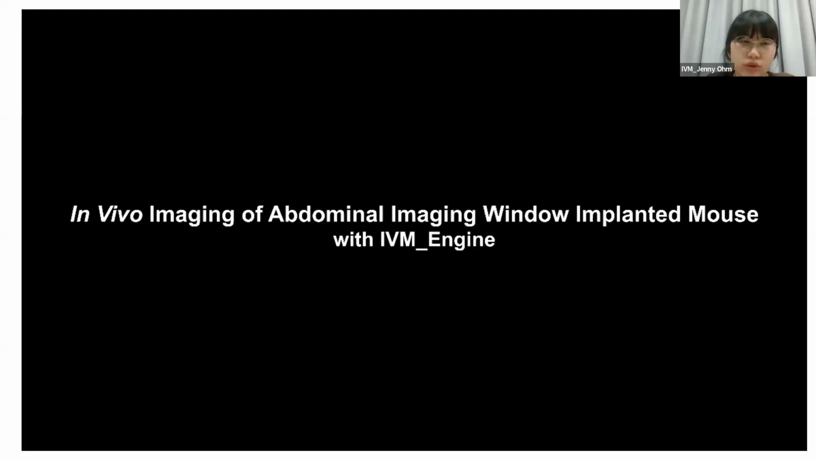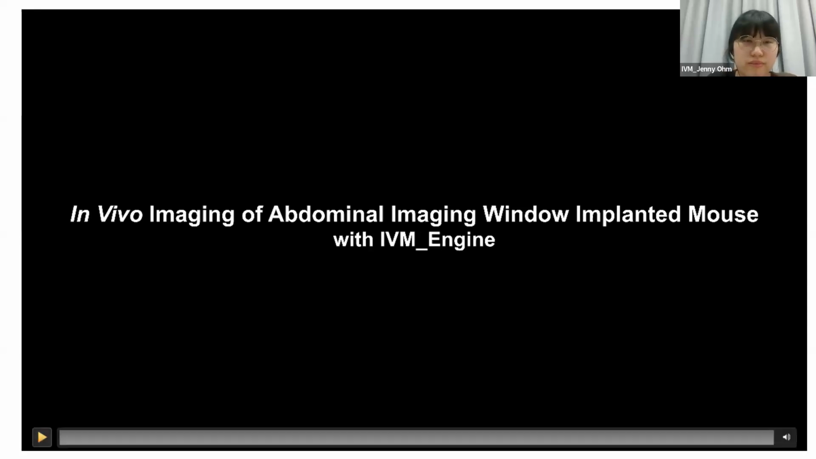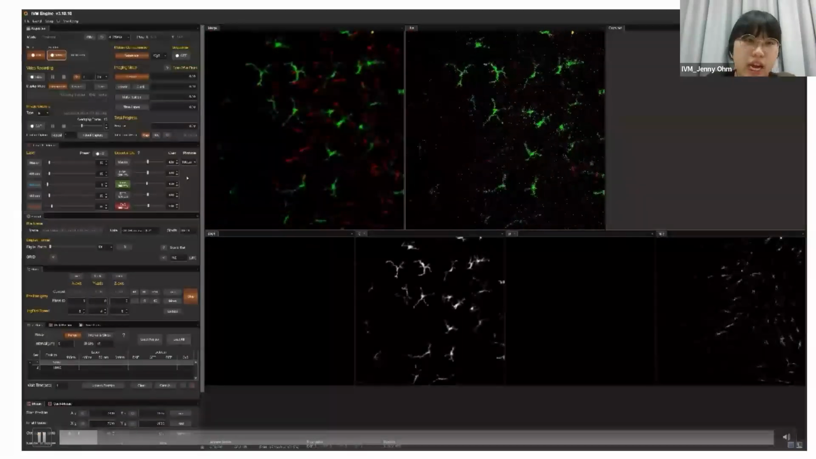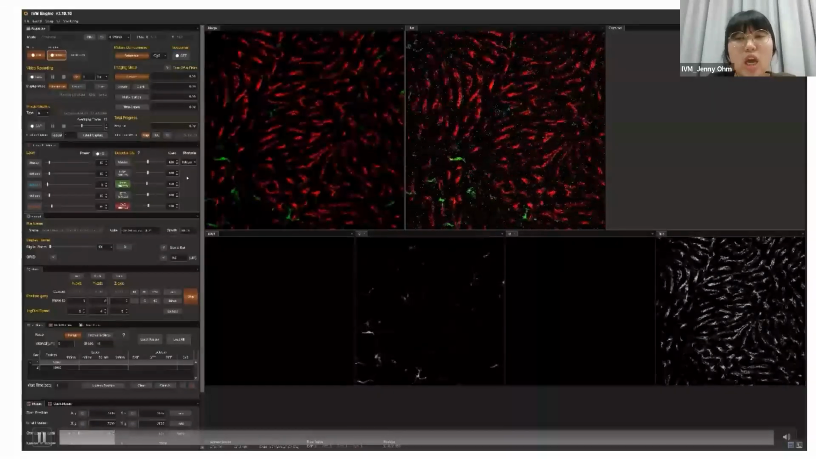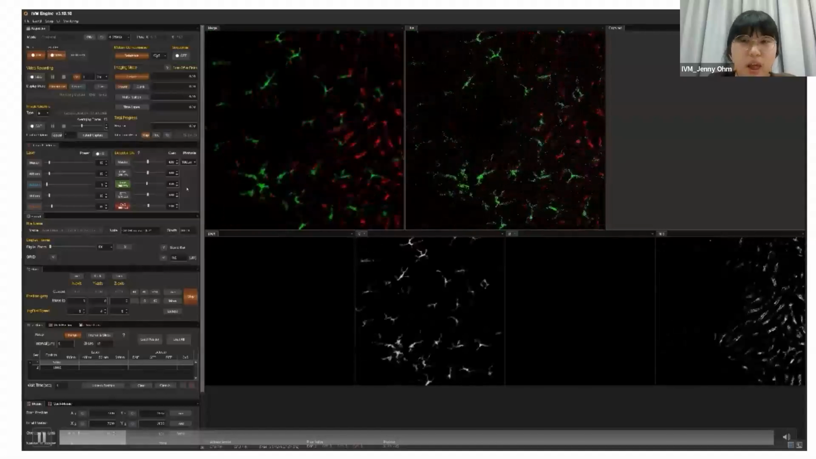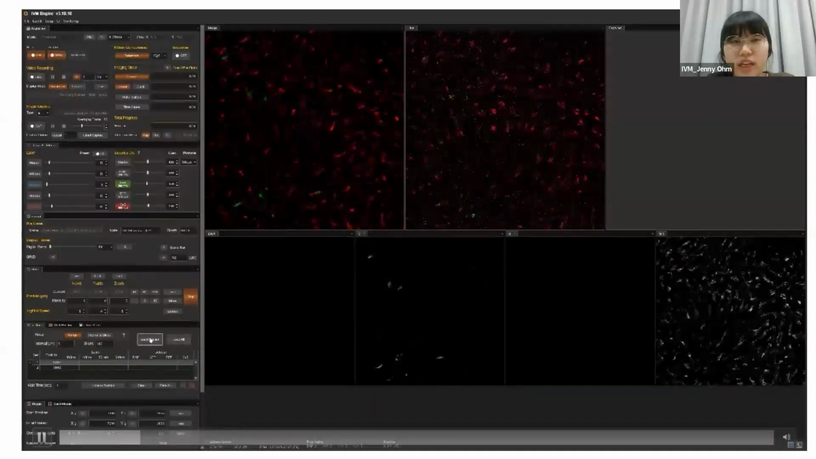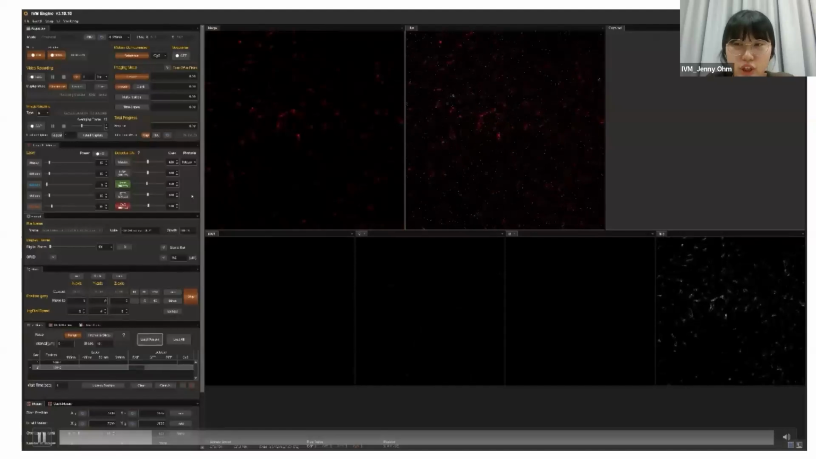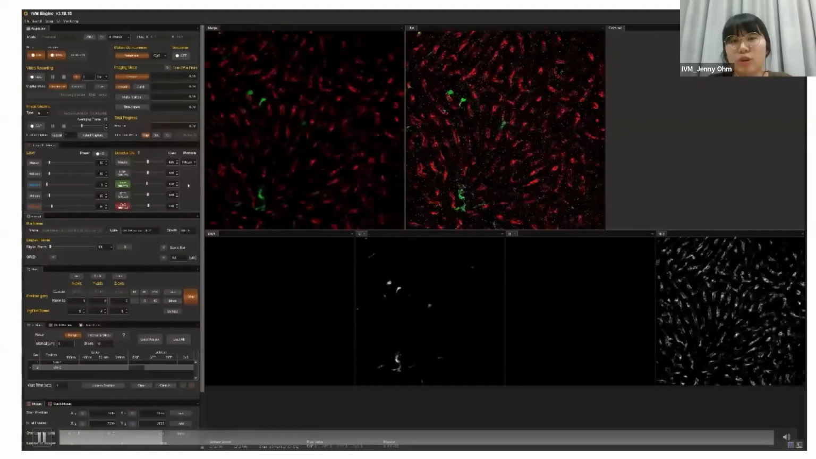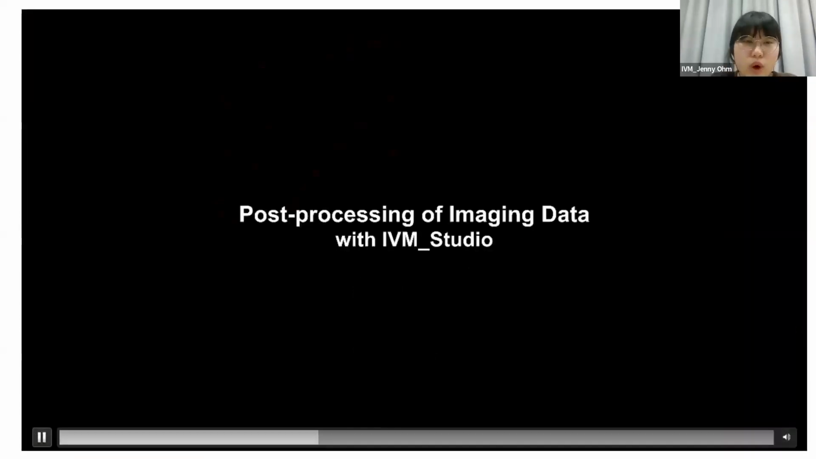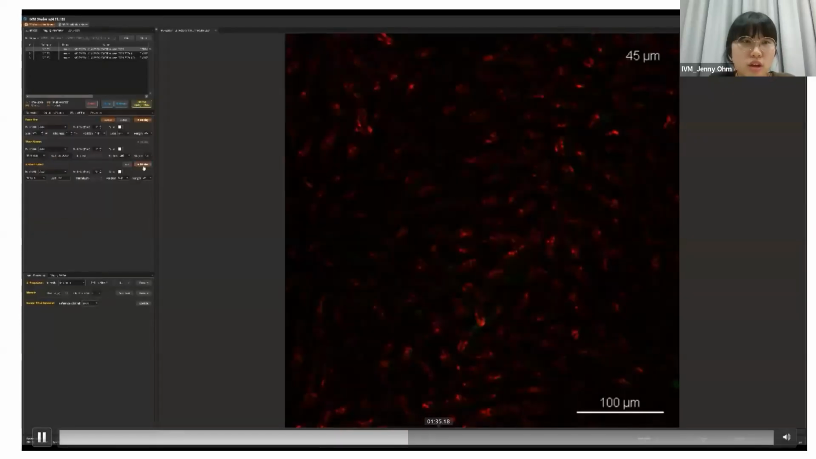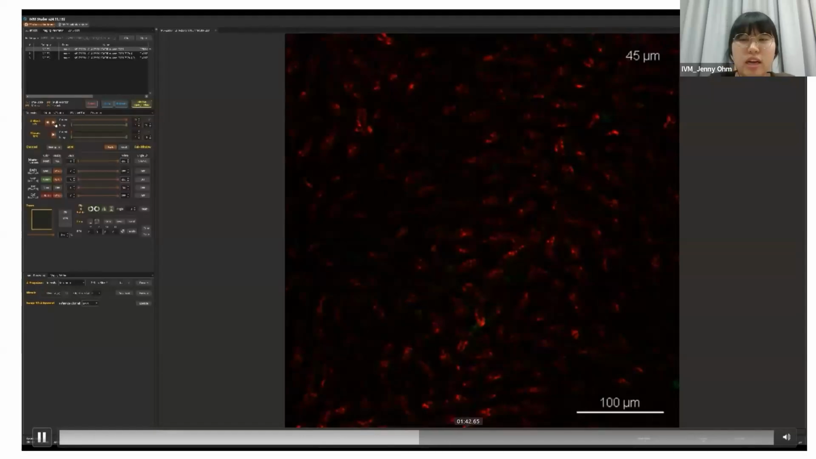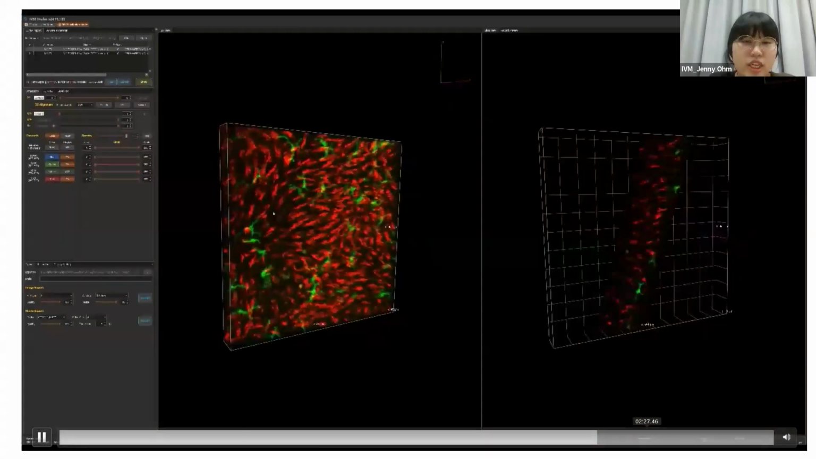Next, I'll show you how we use the IVM Engine for imaging and the IVM Studio for post-processing. On the left side is the overall interface of the engine, and you can change the values according to how you want to perform your imaging. Then you use the jog dial to move the stage to identify a meaningful reference region for imaging and perform your imaging process accordingly. Once you have acquired the data, you can then use the IVM Studio, as you can see in the current video, for post-processing, additional editing, and further 3D analysis.